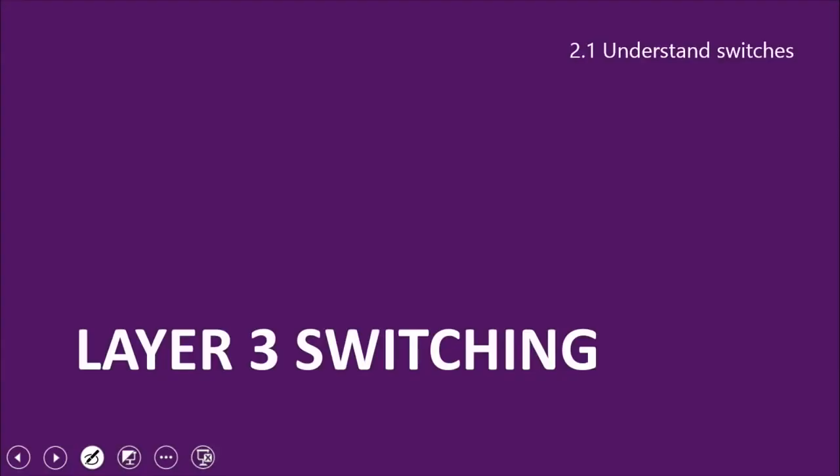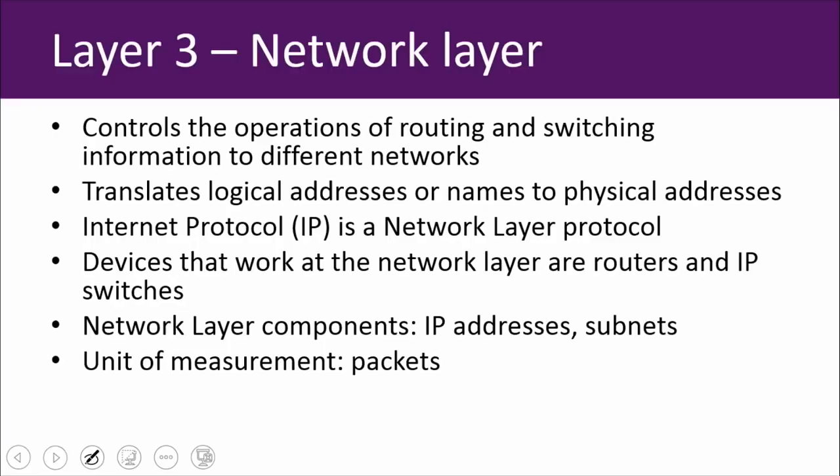All right, so layer 3 switching is a little bit different, okay? Layer 3 is the network layer. Right? It controls the operations of routing and switching. It translates logical addresses or names to physical addresses or vice versa. So if you're receiving data, you're going to go from a physical address into a logical address. A major protocol that we're going to learn a lot about today, called the Internet Protocol, is a network layer protocol. Also IP is typically what it's referred to as. And devices that work at the network layer are routers, and then layer 3 switches, which can also be called IP switches.